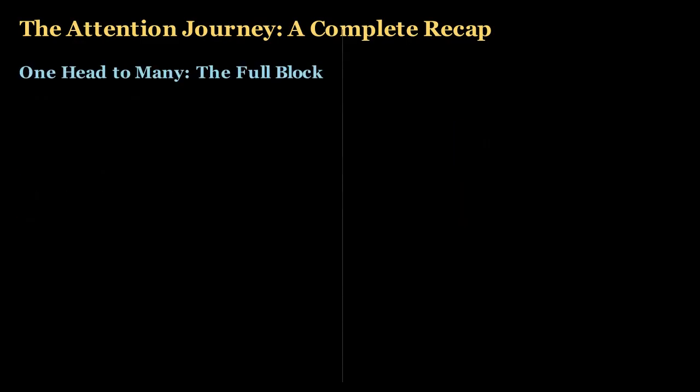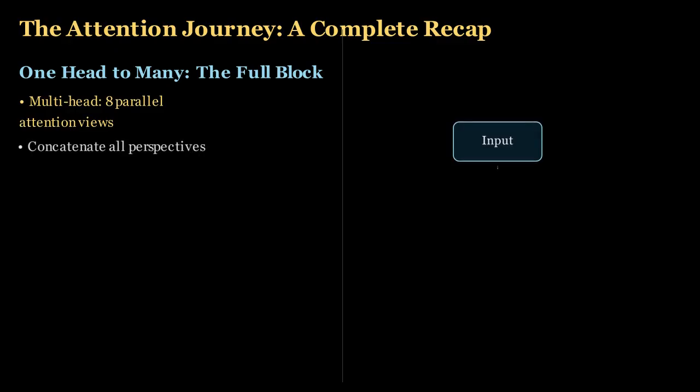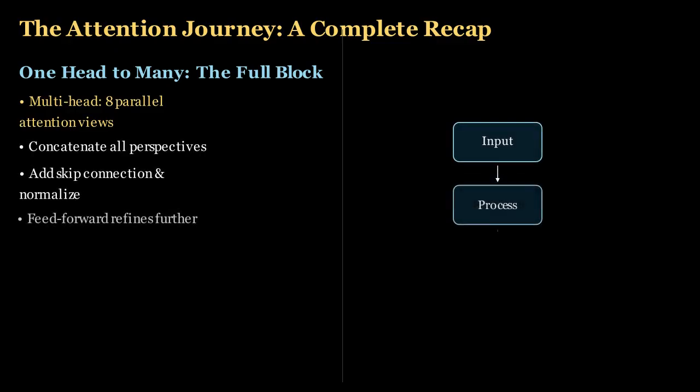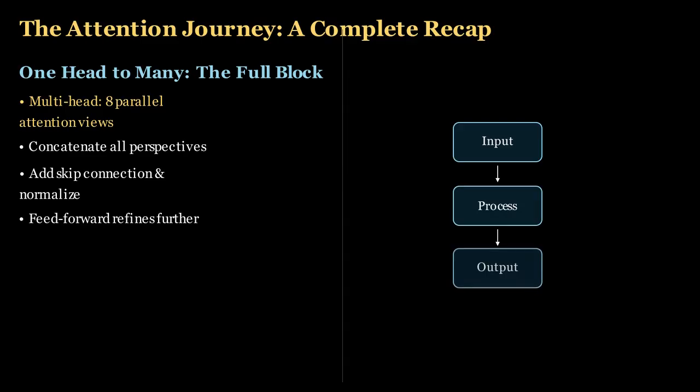A single head gives one perspective. Multi-head attention runs this in parallel, 8 different QKV sets, then concatenates the results. That feeds into a transformer block with a skip connection and feed-forward network for deeper refinement.